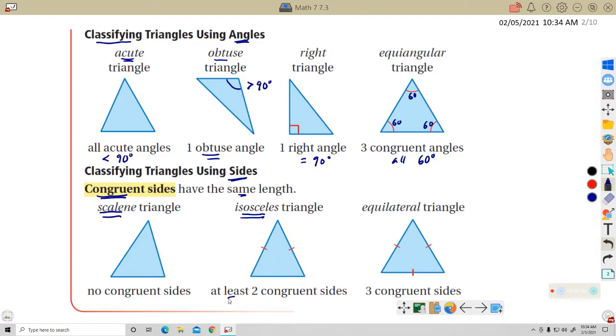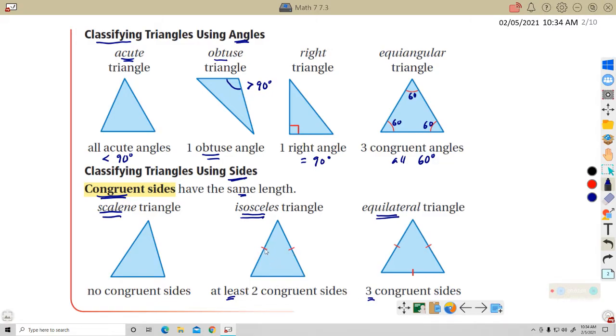Now it says at least. That means if it has three congruent sides, we will call it equilateral. Equi means equal, and lateral has to do with sides. So according to this, equilateral triangles are a special type of isosceles triangle, because this has two congruent sides. It just happens to have a third one that is the same. You can see this one's shorter than these two.